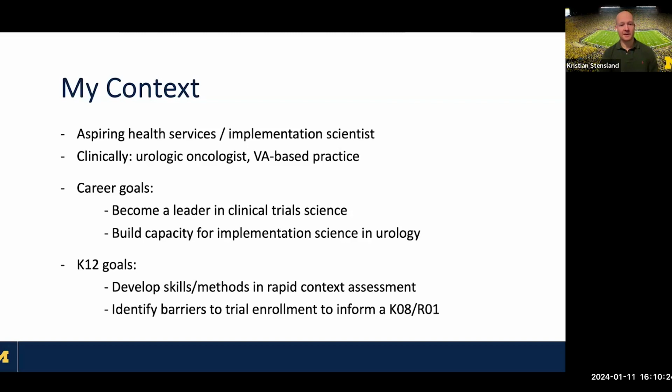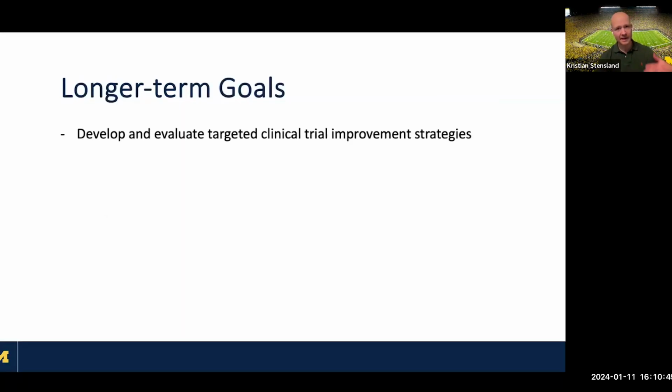And then I want to identify barriers to trial enrollment in order to inform either an independent K08 or potentially an R01 that's building off of these barriers and rapid context assessment that I'm identifying now, so that I can develop skills in user-centered design and specifically intervention design for implementation interventions to overcome some of those barriers, both in clinical trials and in other areas in urology. And my longer-term goals are to develop and evaluate targeted clinical trial improvement strategies.